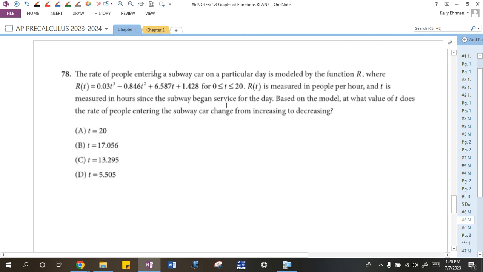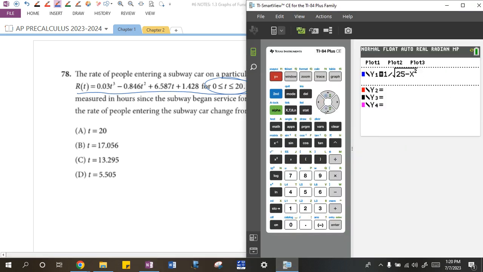Here's a calculator one. The rate of people entering the subway car on a particular day is modeled by the function r. I wanted to do this one because it's going to be very crucial for your AP exam this year and next year's calculus exam that you can get a graph to show up in your window without any sort of guesswork. So first and foremost, let's type this thing in.